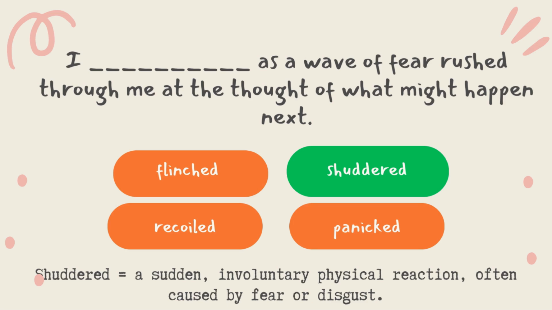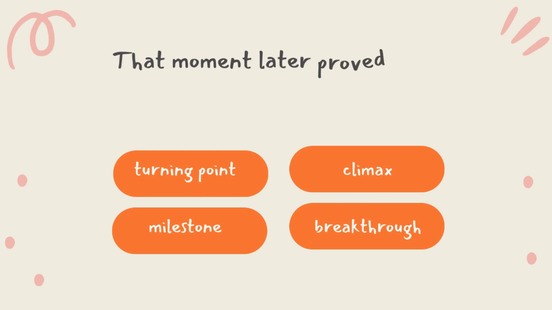Flinched suggests a quick moving away because of fear or pain. Recoiled means to move away, and panicked describes a mental state rather than a physical response. Because the fear in this context caused an immediate bodily reaction, shuddered fits best. Last question for this practice.